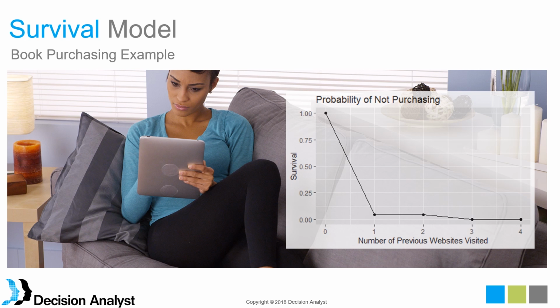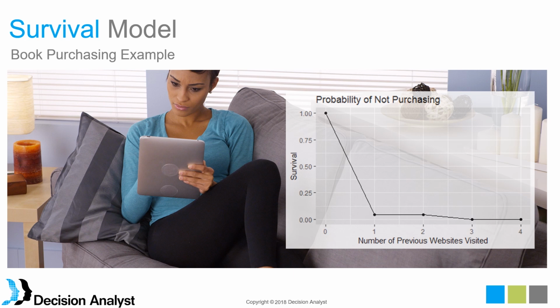Everything else, sort of for the average consumer at different points and different websites being visited. Many variables can be predicting this. So this curve here, where we're talking about the number of previous websites visited as sort of our measure of time, the duration that someone survives as a non-purchaser, the probability of surviving is very high initially and then drops rapidly. But that's an average result.